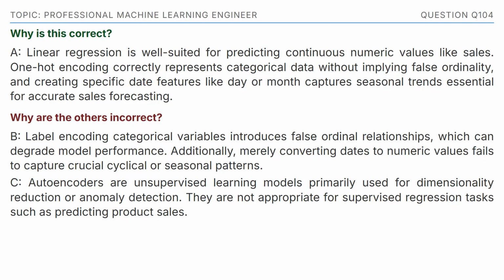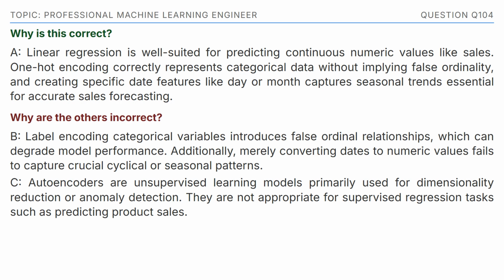A. Linear regression is well suited for predicting continuous numeric values like sales. One-hot encoding correctly represents categorical data without implying false ordinality, and creating specific date features like day or month captures seasonal trends essential for accurate sales forecasting. Why are the others incorrect?